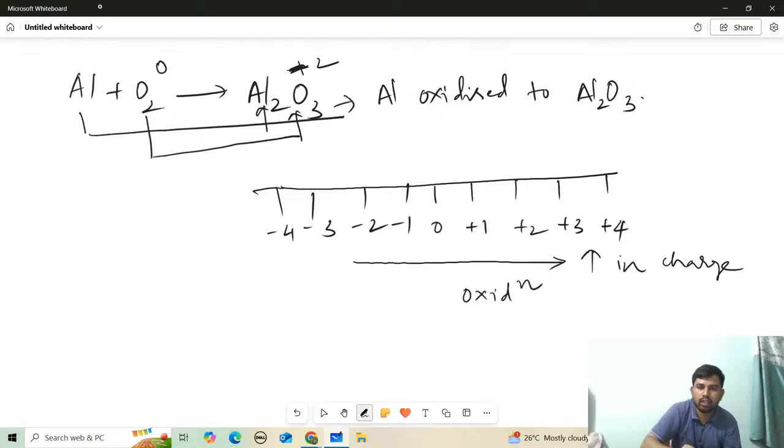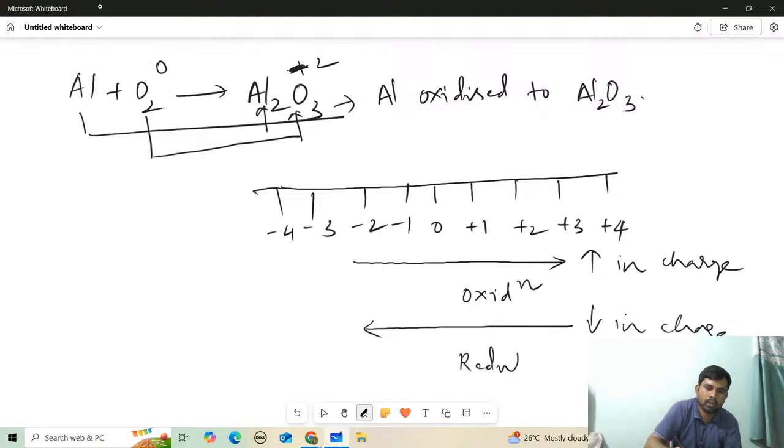So similarly, if I am moving from right to left, we can say this is decreasing in charge. So I can say this is a reduction process. Let's remember, here zero charge is there. Beginning, before the reaction, oxygen has a zero charge. Now we got minus 2, so it will be 0 to minus 2. So which process is oxidation undergoing?